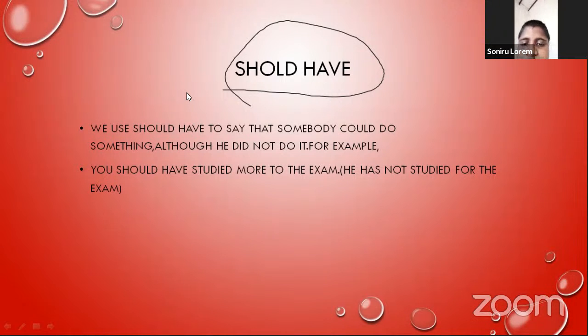Okay, Dituka. So we use should have to say that something could happen but did not happen. Let's take a look at those examples. You should have studied more for the exam. That means he could have studied more. That means he has not studied. If somebody says that you should have done more, that means you haven't done more. I think you could understand it.